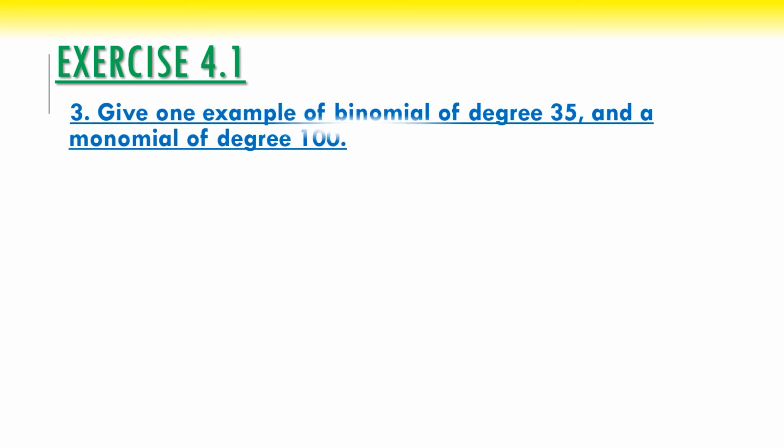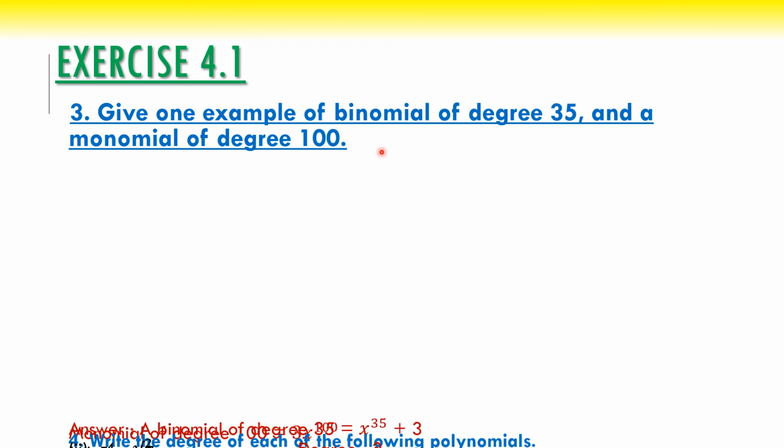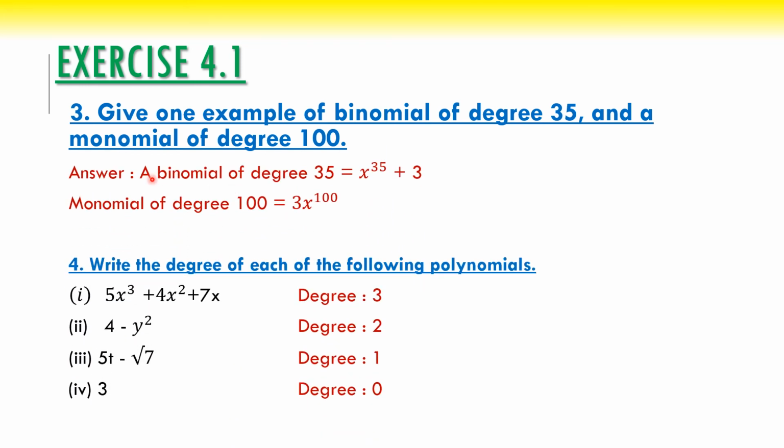Now let us solve some exercise problems. Third one. Give an example of a binomial of degree 35 and a monomial of degree 100. Now what is a binomial? It is a polynomial with two terms. So we can give our own examples, but the degree has to be 35. And what is a monomial? Single term, but the degree should be 100. So we can write this example.